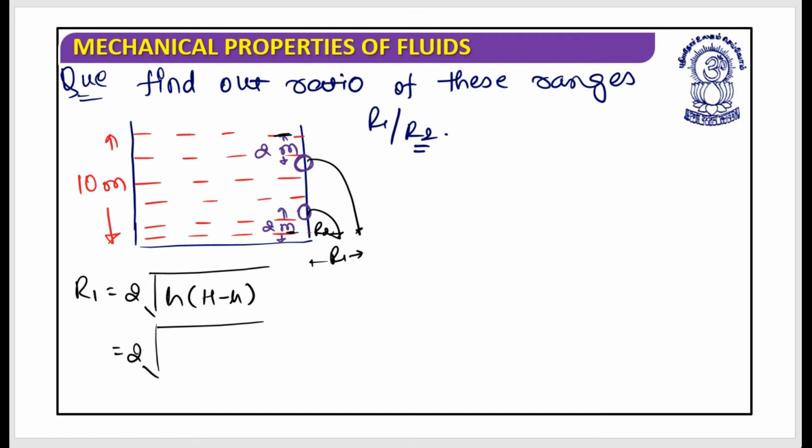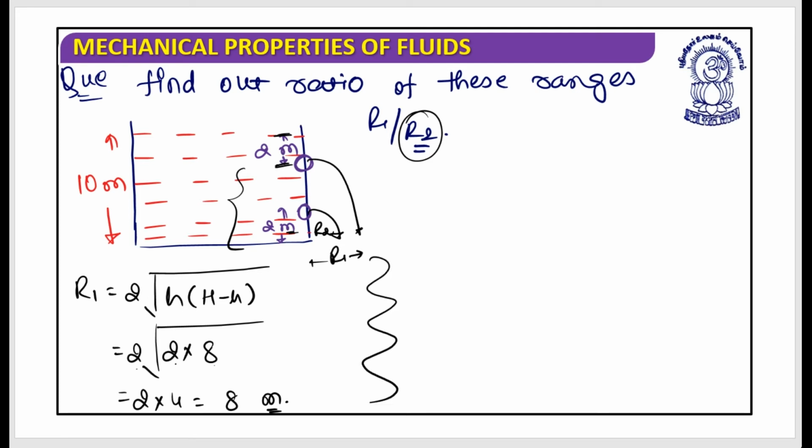When this height is 2 meter from the top, it's 2 into bracket H minus h. For this case, it's 10 minus 2, which is equal to 8, sorry. So this is 2 under root of 2 into 8, 16. The square root of 16 is 4. So this is equal to 2 into 4, which will be 8 meter. This is R1.